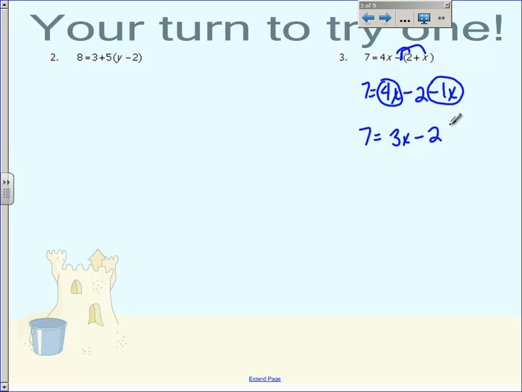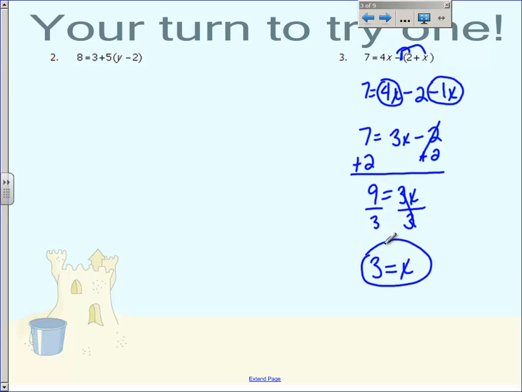So when I get the x by itself, to do that I'm going to start by canceling out this minus 2 by adding 2 to both sides of the equal sign. So I get 9 equals 3x. And then I will divide both sides by 3. So I get that 3 equals x. So there is my answer. Again, you can check really quick by substituting 3 back into your original equation and making sure the right side equals the left side. Quick, easy way to make sure you got it correct.